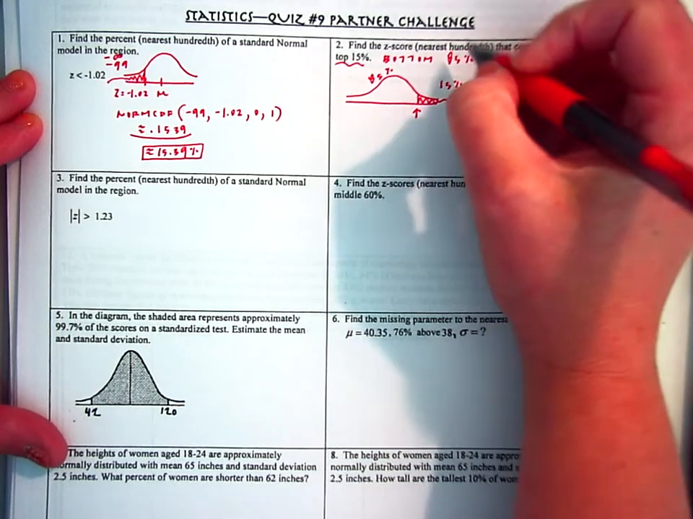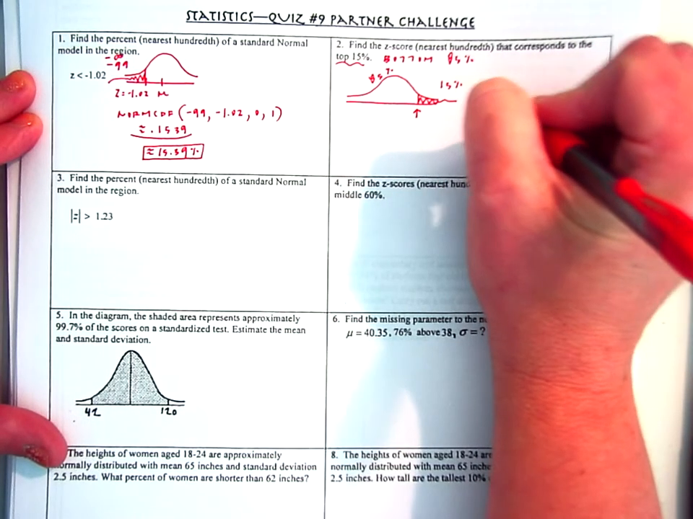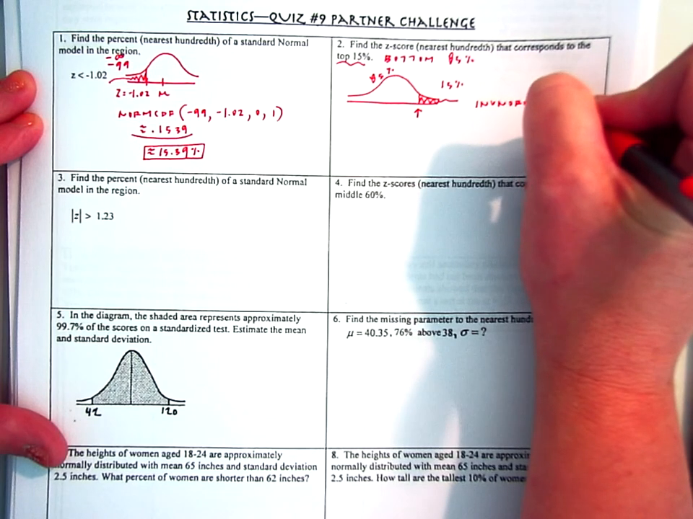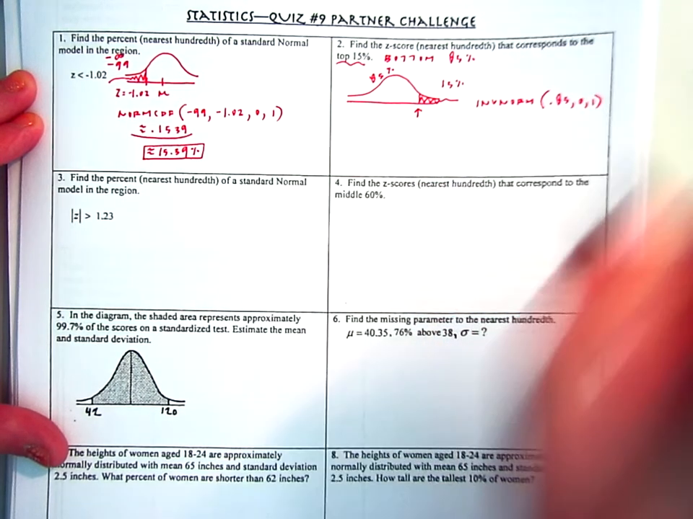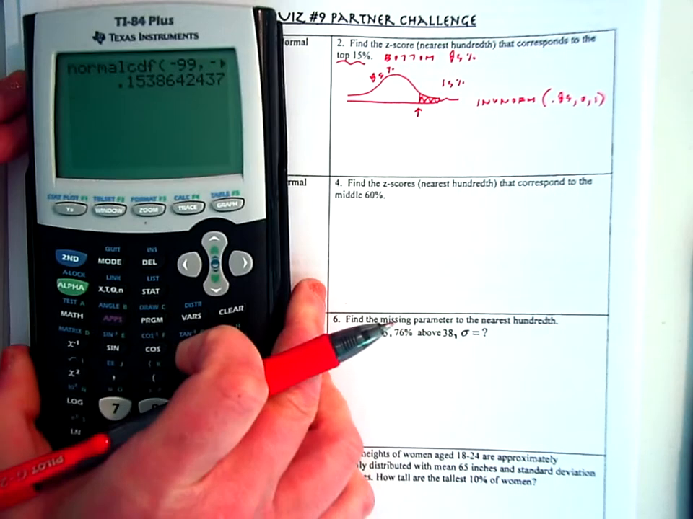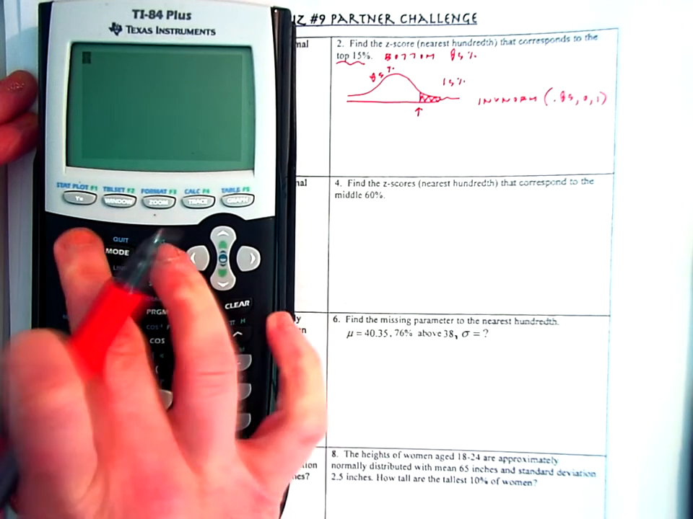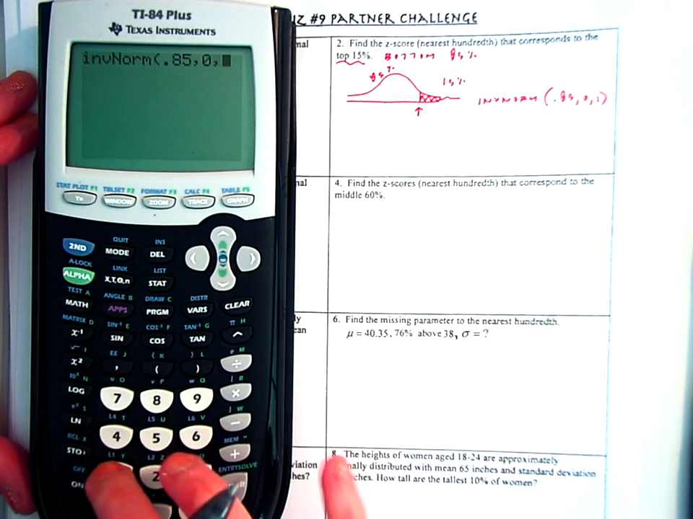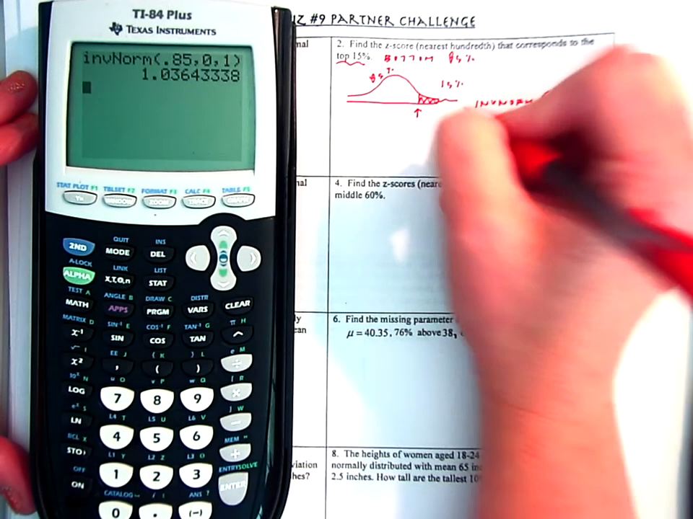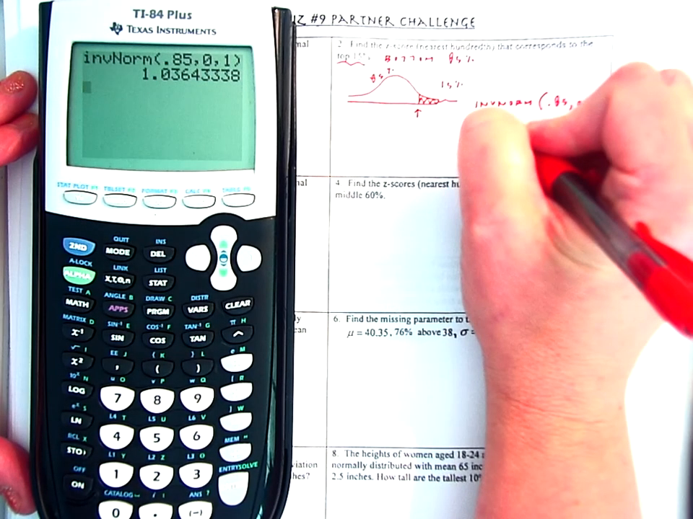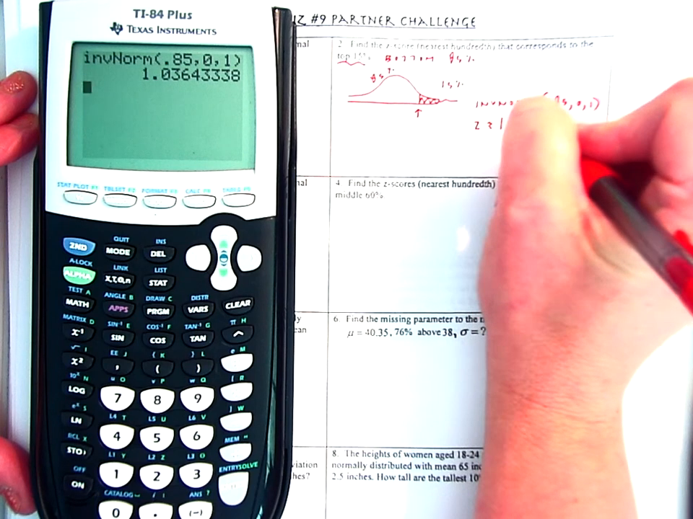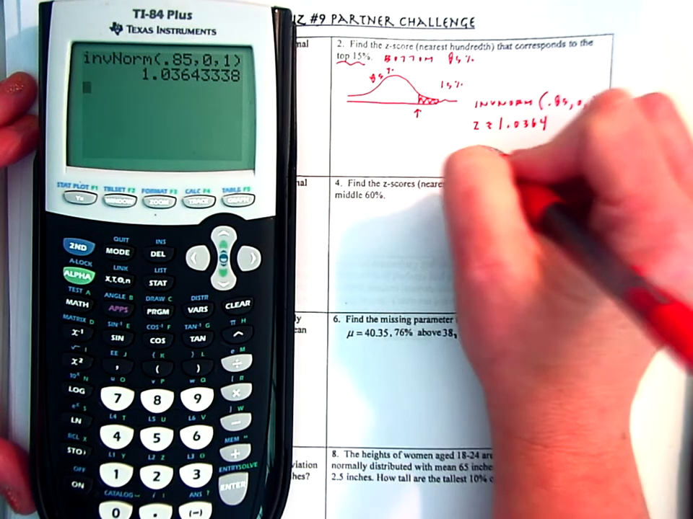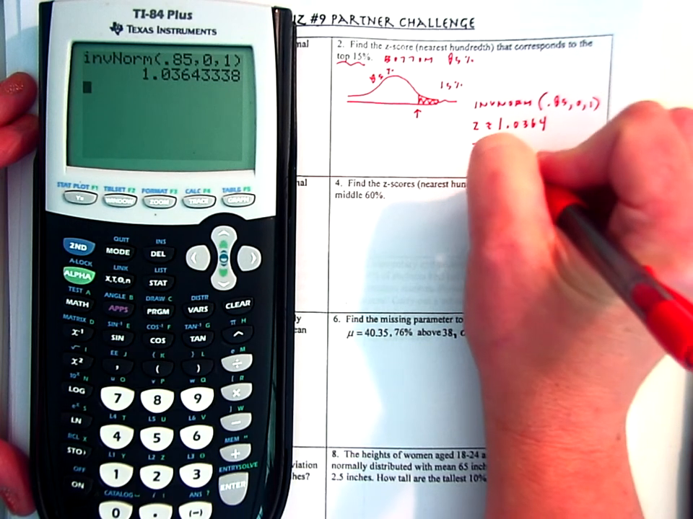So I can use inverse norm. The proportion below, the area below, is 0.85 with a mean of 0 and a standard deviation of 1. If I type that in, inverse norm, 0.85, comma 0, comma 1, that's going to get me a z-score of about 1.0364. So there's 4 decimal spots. The instructions do say nearest hundredth, so I will record it as 1.04.